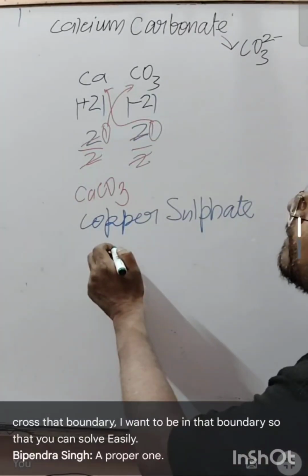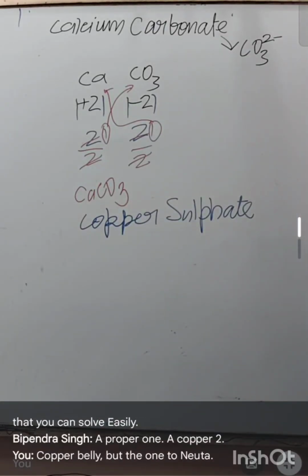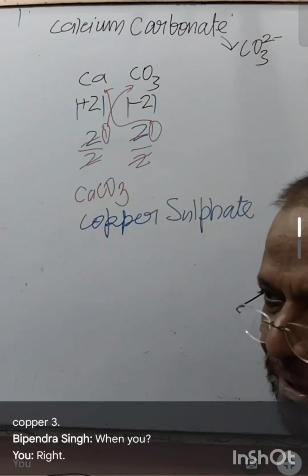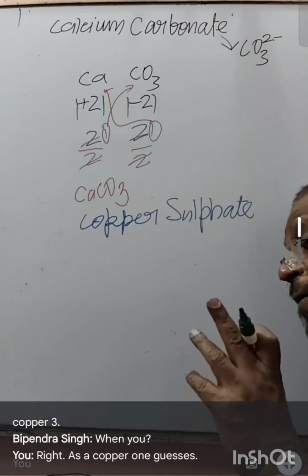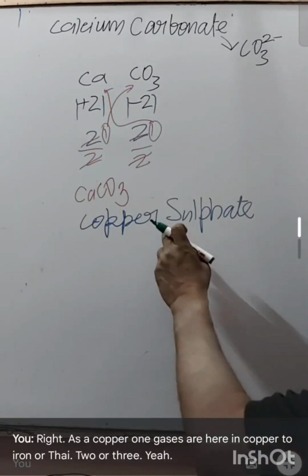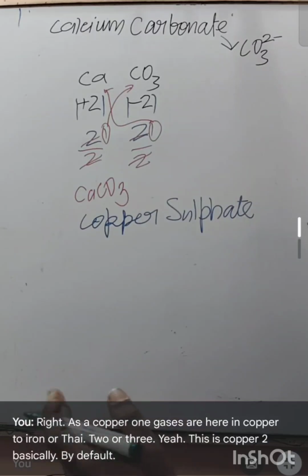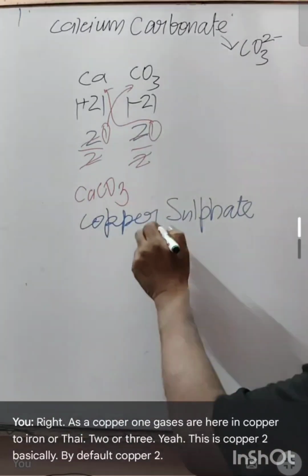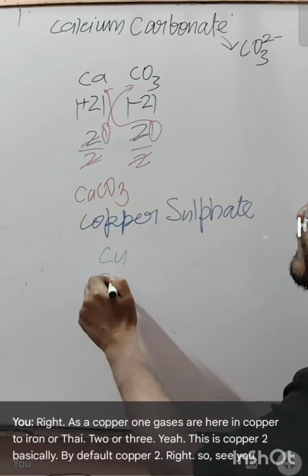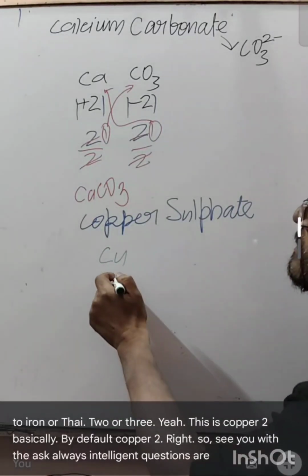कॉपर 1 या कॉपर 2? कॉपर पहली बात तो 1 2 नहीं होता है, कॉपर 2 और कॉपर 3 होता है, राइट? 1 भी होता है. अच्छा कॉपर 1 और कॉपर 2. आयरन होता है 2 और 3. या दिस इज कॉपर 2 बेसिकली, बाय डिफॉल्ट कॉपर 2, राइट? Riddhi ask always intelligent questions, huh?